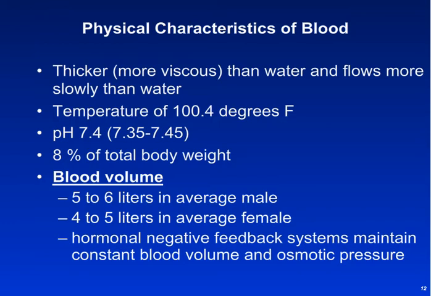proteins. The temperature of blood is actually higher than normal body temperature, which is 98.6, otherwise 37 degrees Celsius. So the normal temperature of blood is actually 100.4.